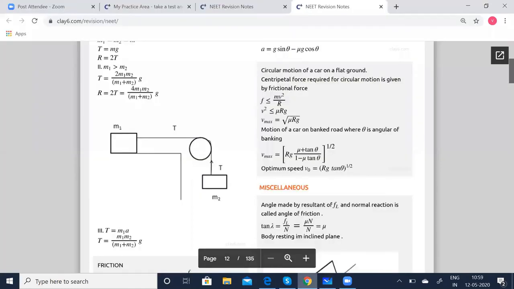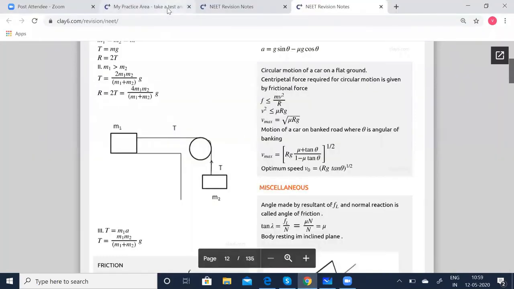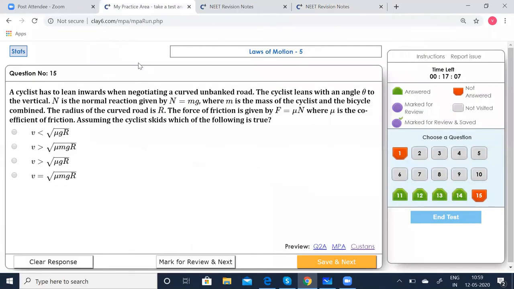Root of mu g r, we have given in the revision notes. When you remember this, you can straight away click that. You need not even draw the diagram and do all these things. Straight away you can go there. So click on which option? Option A is correct, sorry, option C is correct. The cyclist will skid if v is greater than root of mu g r. Save that. You shouldn't be confused with lesser than and greater than symbols.